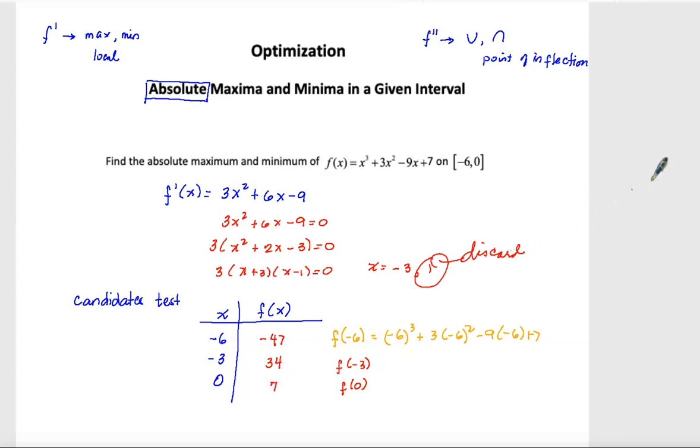So from here, the absolute minimum is the lowest f of x value. So we say the absolute minimum is the point -6, -47. And the absolute maximum is the highest value for y, which occurs at 34. So the absolute maximum point is -3, 34.